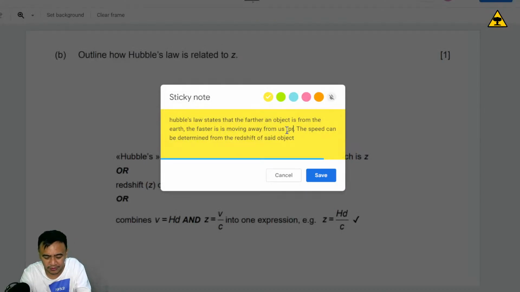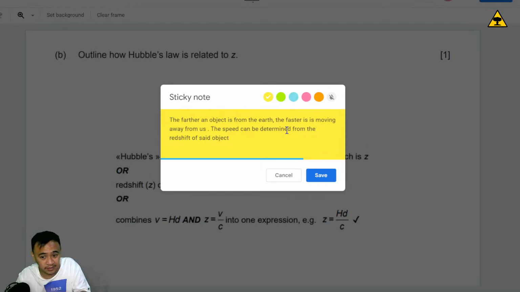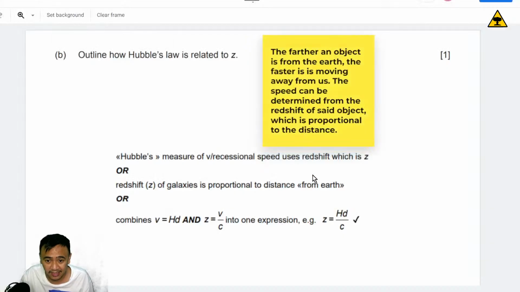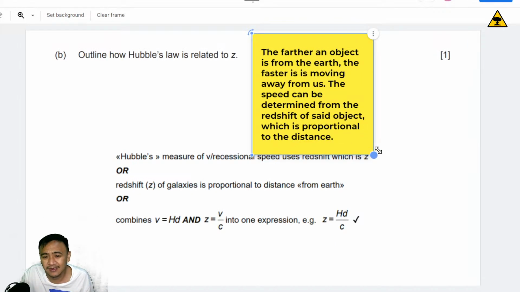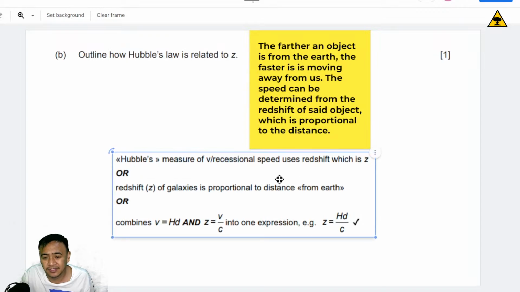And I'll just add proportional. Not enough space. Hubble's law, or I'll just probably just do this. The farther an object is from the Earth, the faster it is moving away from us, and the speed can be determined by the redshift of said object, which is proportional to the distance. That's it. I think that's the best way I can say this. So Z is the redshift.